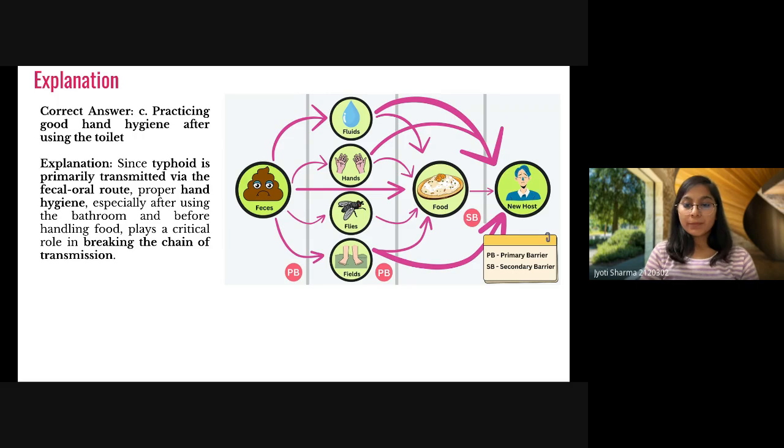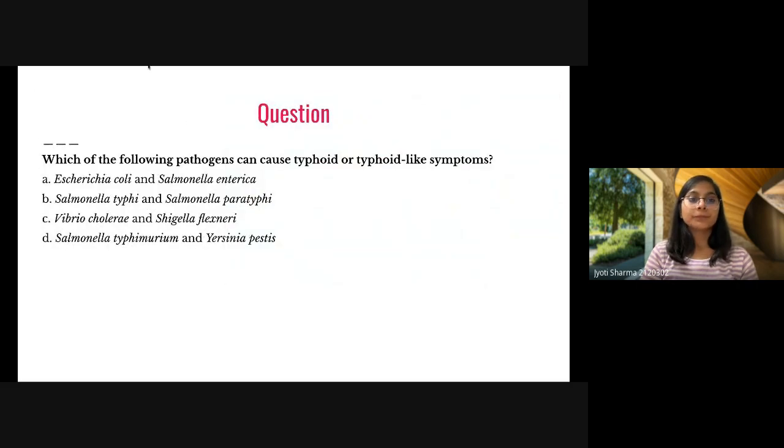Okay, coming to the next question, which of the following pathogens can cause typhoid or typhoid-like symptoms? We have four options: A, Escherichia coli and Salmonella enterica. B, Salmonella typhi and Salmonella paratyphi. C, Vibrio cholerae and Shigella flexneri. And D, Salmonella typhimurium and Yersinia pestis.